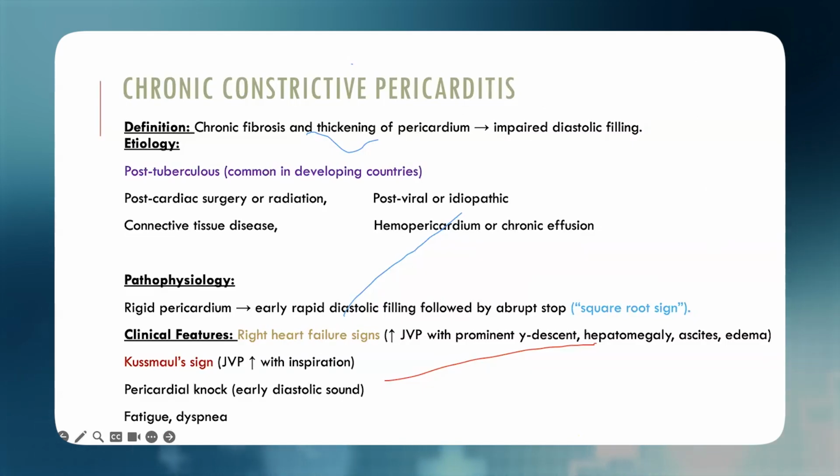Etiology is post-tuberculous, common in developing countries. In our country it is the most common cause. Others are post-cardiac surgery or radiation, connective tissue disorders, post-viral or post-hemopericardium.